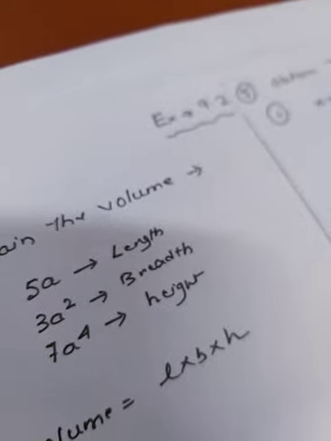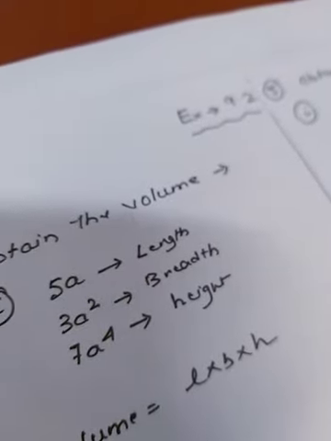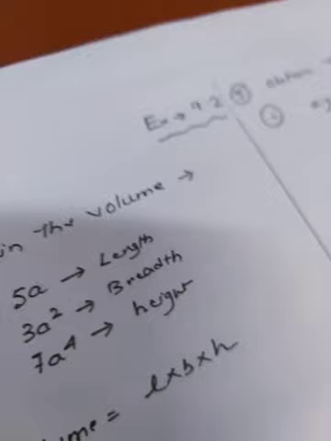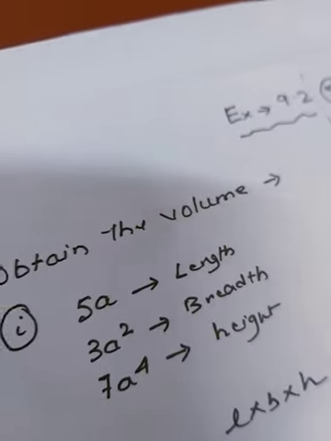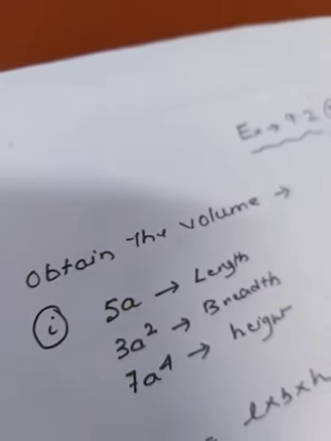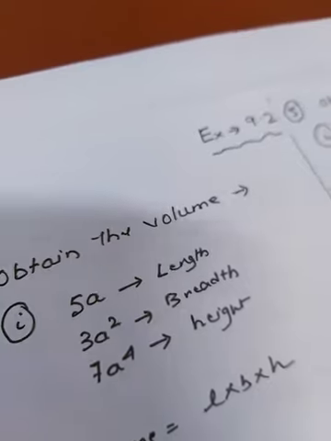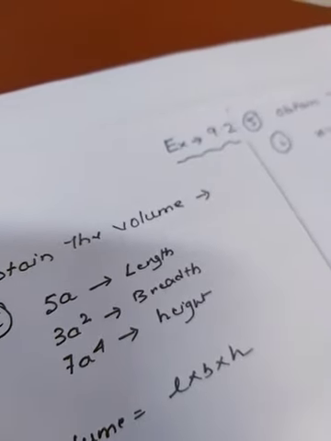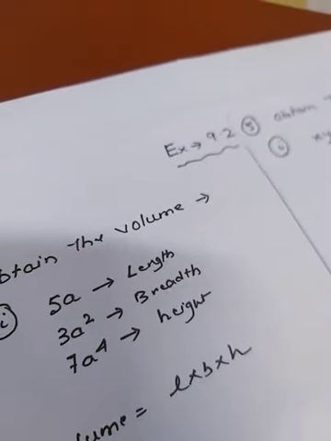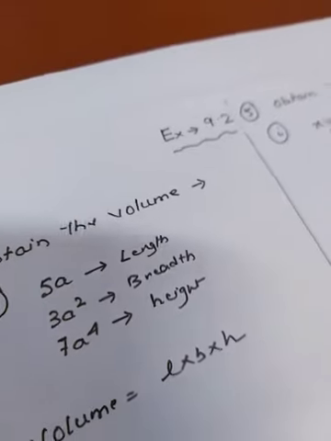Students, in this session I will explain question number 4 and 5 of exercise 9.2. Now in question number 4, it is written: obtain the volume of rectangular boxes with the following length, breadth and height respectively.